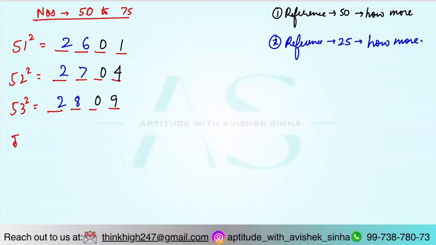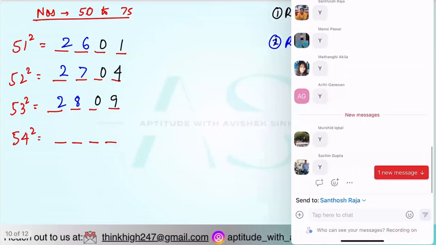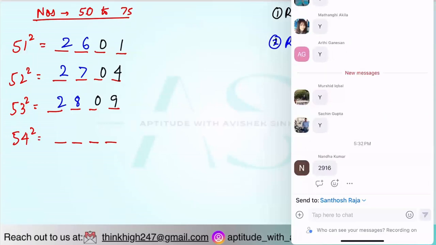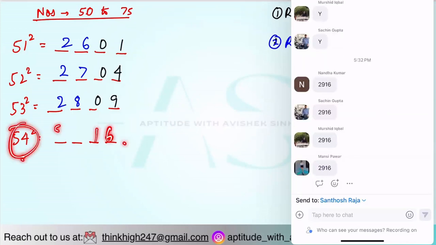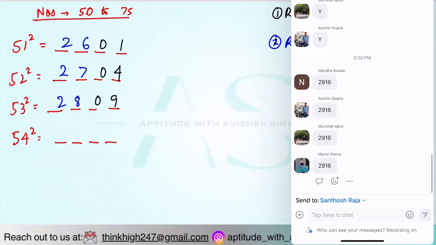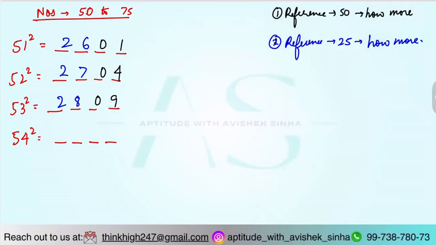Let's do it for 54. Please tell me for 54 quickly, all of you. What should be the correct answer? You know the reference point. It is 4 more, so this is 16. And how much is it more than 25? It is 29. 2916. Very good, very good. Nand, Sachin, Murshid, Mansi, and the others as well. Good. Great. 29, and this is 16.